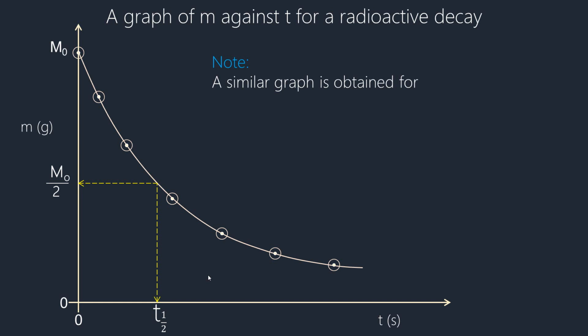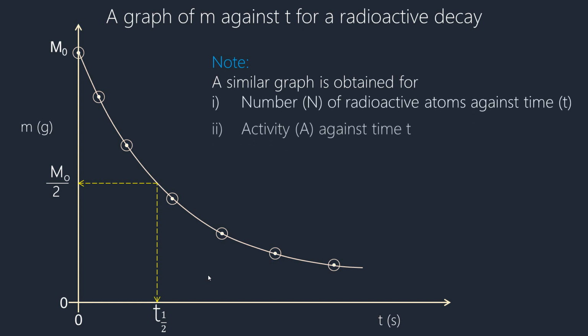Note, a similar graph is obtained for the number n of radioactive atoms against time, and also for the activity A against time.